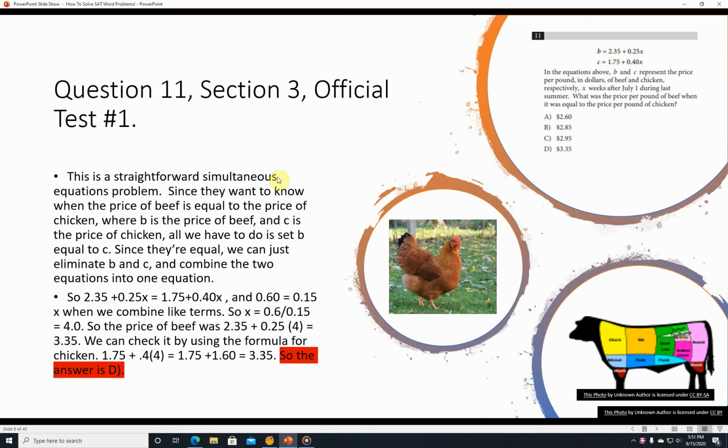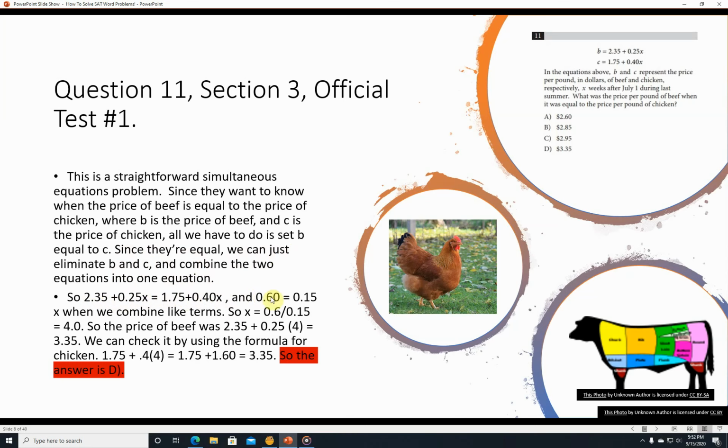So this is a straightforward simultaneous equations problem, since they want to know what the price of beef is when it's equal to the price of chicken, and where B is the price of beef and C is the price of chicken. All we have to do is set B equal to C. Since they're equal, we can just eliminate B and C and combine the two equations into one equation. So $2.35 plus 25 cents times x equals $1.75 plus 40 cents times x.